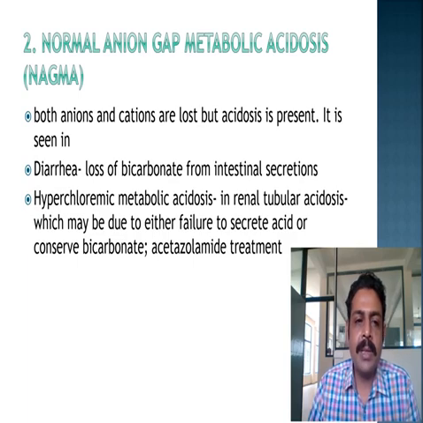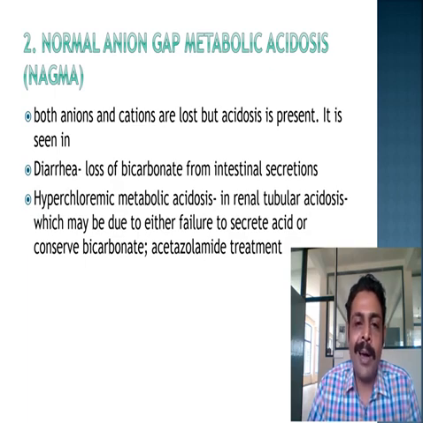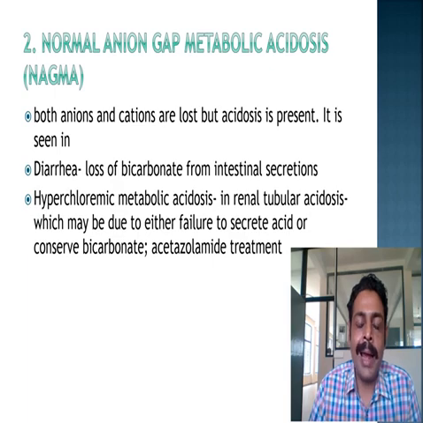So we have seen this high anion gap metabolic acidosis, where the difference between the positive ions and negative ions is huge. Why? Because when acid production is more, it eats up a lot of bicarbonate. So the bicarbonate number will be less. That is the reason for the high anion gap.